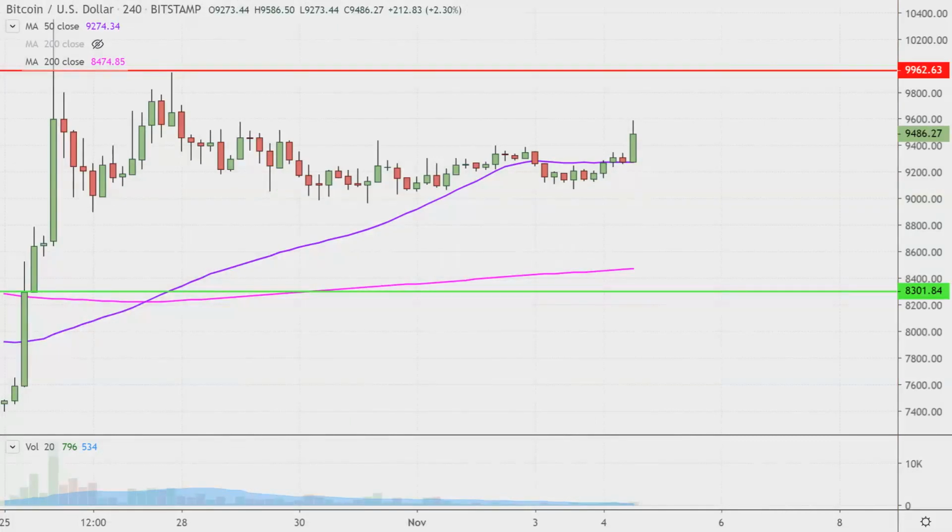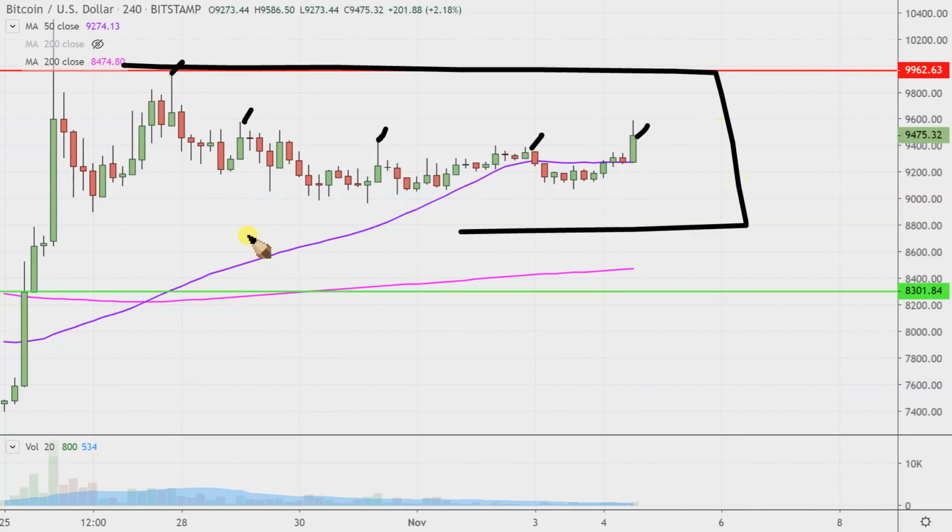Real quick, what do I mean by 4-hour in case maybe you're new to charts? Instead of each one of these candlesticks, as they're called, representing 1 day's worth of price action, which is what you would normally see, each one represents 4 hours. So while this here may look like a couple of months worth of time, it's actually just the past couple of weeks broken down into 4-hour time slices.